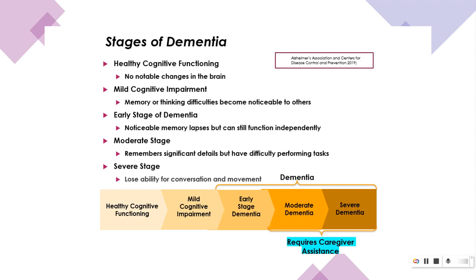So in the severe stage, there may be a decrease in the ability for conversation and for movement. So kind of deteriorating all the way around. So having problems with chewing, which can result in some weight loss. There might be some seizures that occur as the brain changes. Verbal language might be replaced with groaning or moaning or grunting.